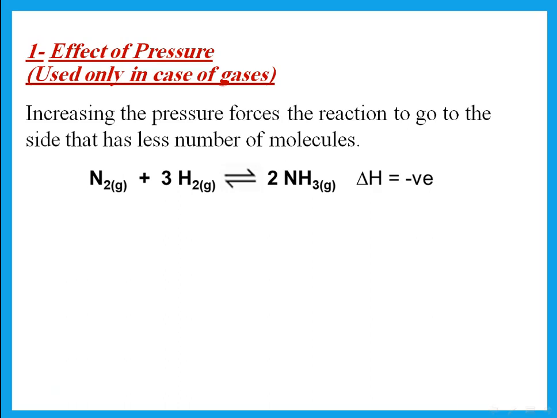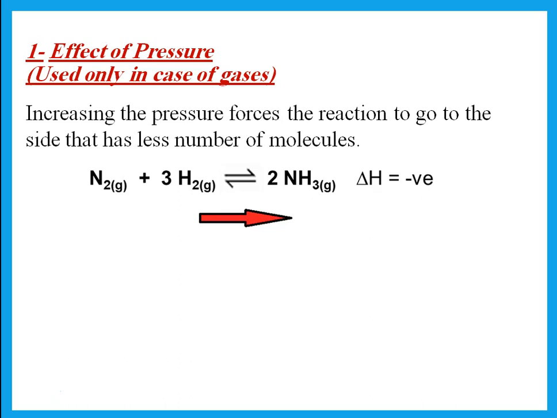So, if we go forward here, we form 2 molecules of ammonia. Now, if we go backward, we're going to form 1 molecule of nitrogen and 3 molecules of hydrogen. That means I'll be forming a total of 4 molecules. And we said if we increase the pressure of any reversible reaction, the reaction will go to the side with less number of molecules. So in this case, if I increase the pressure, then the reaction will go more forward.